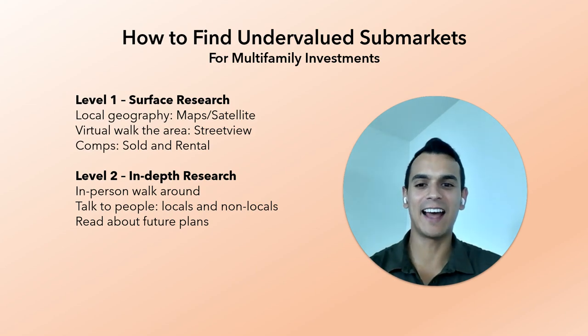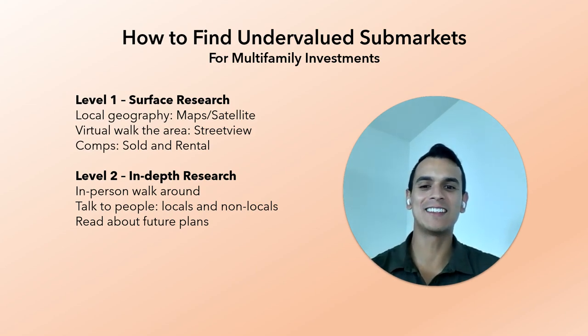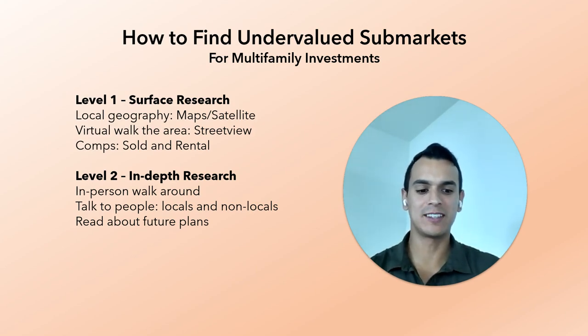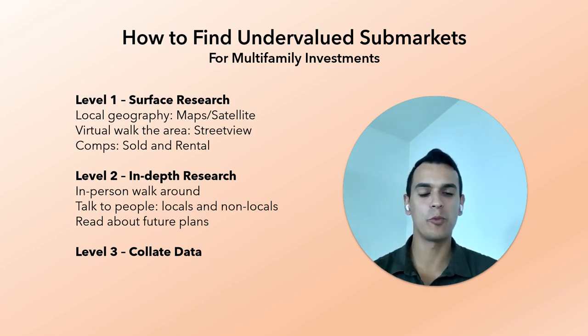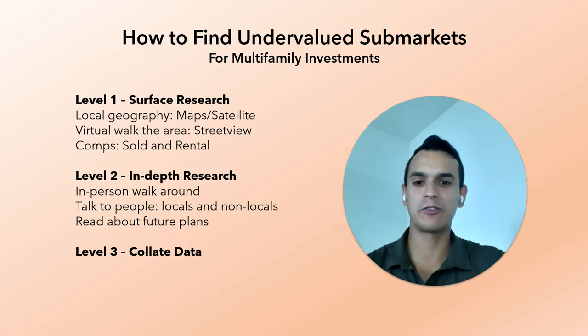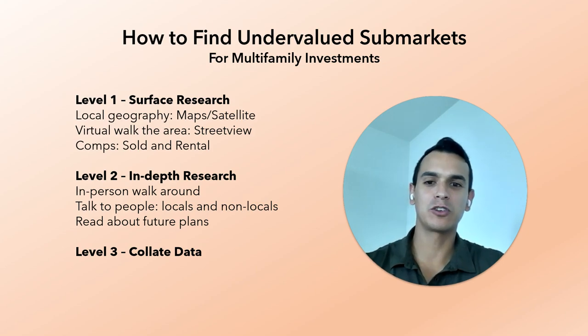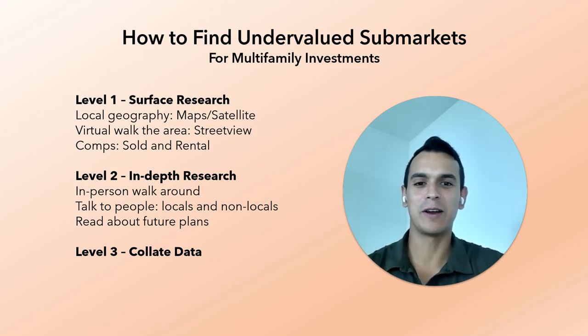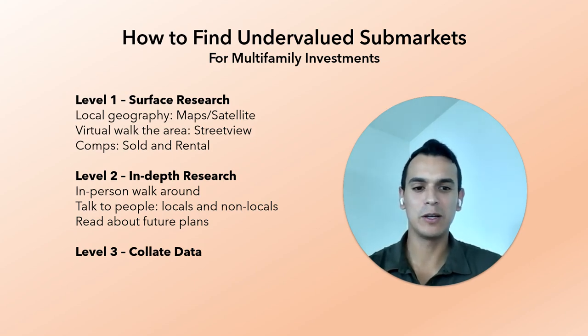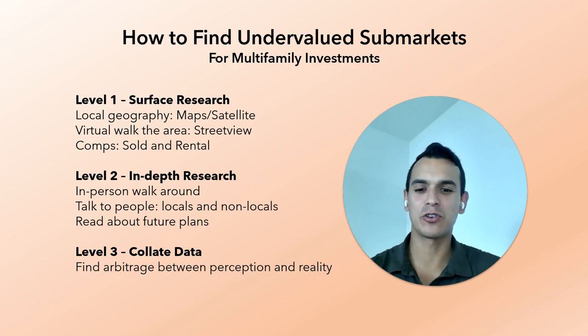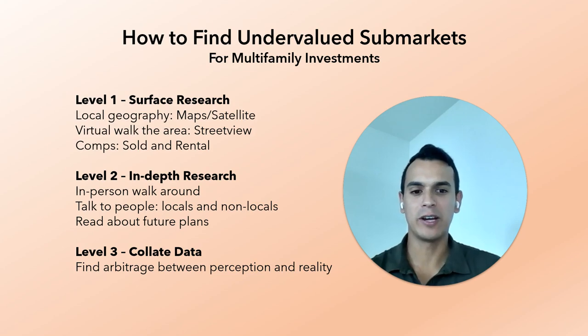We're really data gathering just in different ways, and we're trying to use all of this to get to level 3, which is to collate the data. So what we mean by this is, great, we've got all this information. What do we do with it? What are we even trying to achieve here? Well, let's go back to our opening statement. How do we find undervalued submarkets? And this is really what you're looking for. You're looking to find an arbitrage between perception and reality.